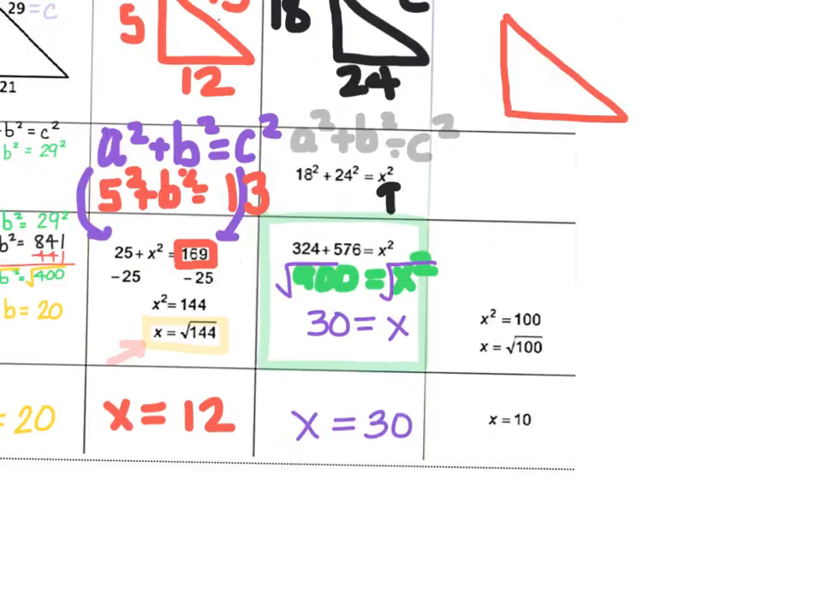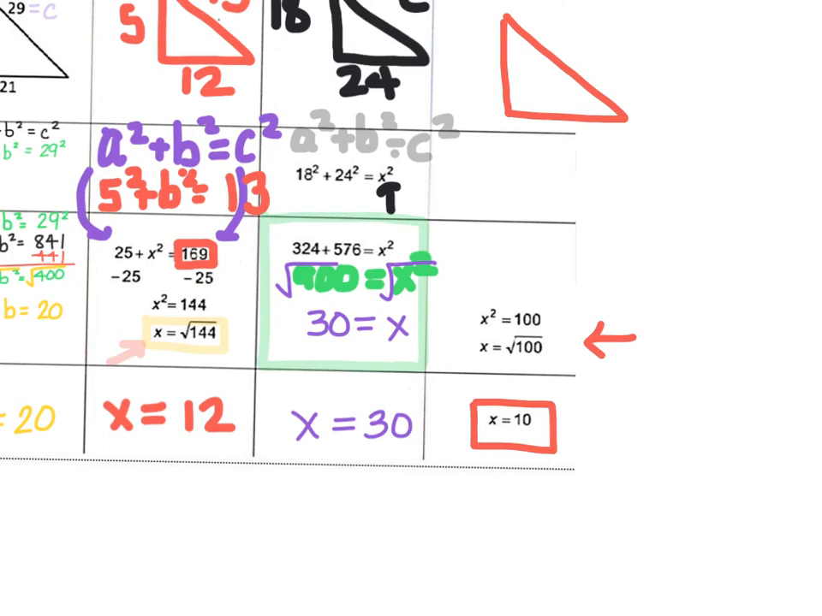The last column is the most challenging, and therefore it is the most rewarding. We know that one of our sides is equal to 10. We just don't know whether it's A, B, or C. What we find out from this column is that we have two perfect squares that add to 100 or two perfect squares that subtract to 100.